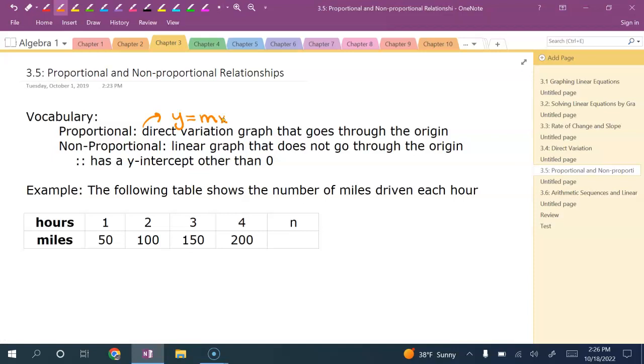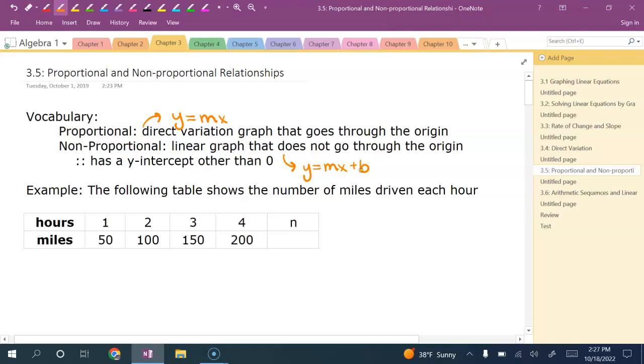Now, a non-proportional graph does not go through the origin, so it would have a different y-intercept. So this would be more of the form y equals mx plus that b. Technically, yes, the proportional does have a b, but remember we talked about how that b is 0 because that's what made it become proportional. If you have a number written after the mx portion, so if it says plus 2 or minus 5, that's going to make this become non-proportional.